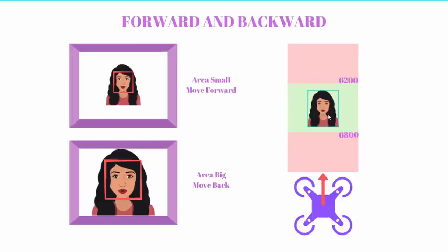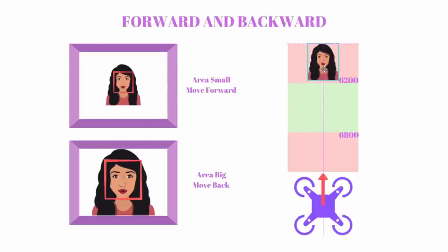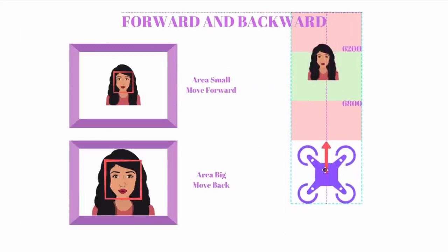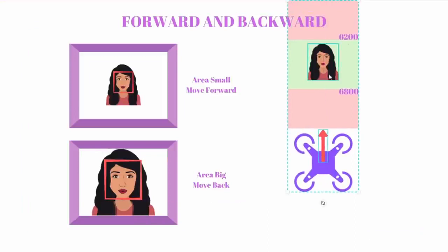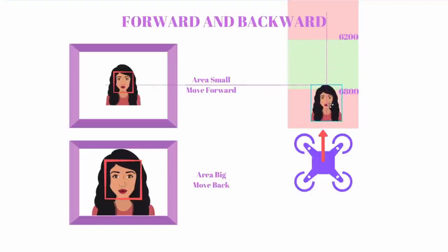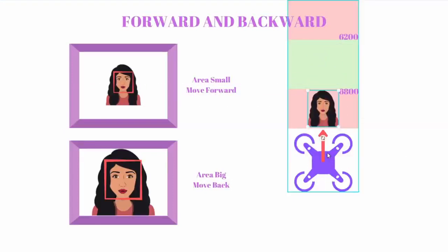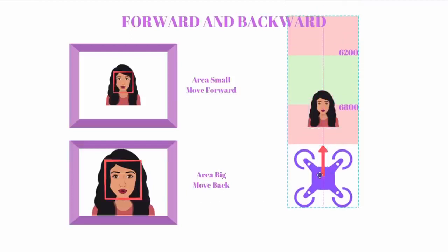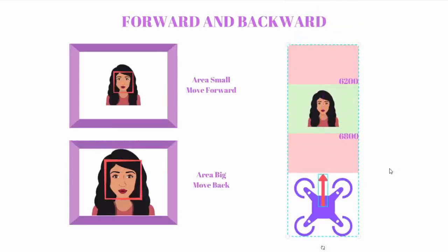So let's say the person here moves backward. Now the drone will have to compensate and move forward. It will go up till that green zone and then it will stop. Now let's say she moves forward. Then the drone will have to counter the movement by going back, until it reaches the green zone. So this is the idea: there will be a green zone in which the drone will not move, it will be stationary, and if it's too close it will go back, if it's too far away it will go forward.